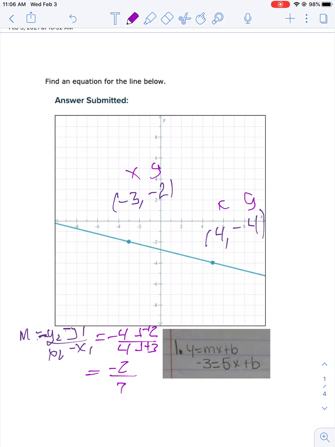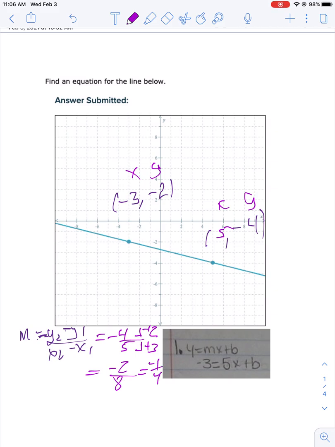And you know what? I just noticed that's over 5, isn't it? Sorry about that. So it should be 5 plus 3, which is 8. Which is -1/4. That's your m.